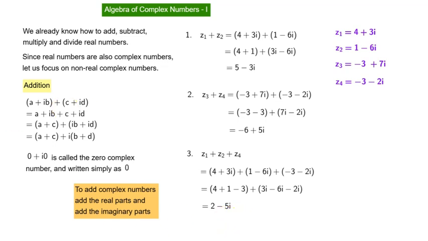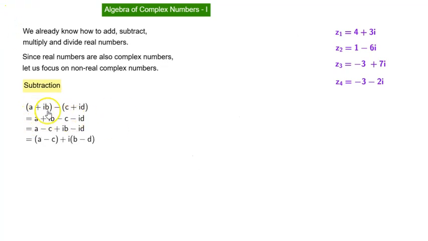Now that we have seen addition, let's look at subtraction. Here, a plus ib minus c plus id. We open up the brackets: a plus ib minus c minus id. And group the like terms: a minus c plus ib minus id. So a minus c is the real part, plus i times b minus d. So b minus d is the imaginary part.